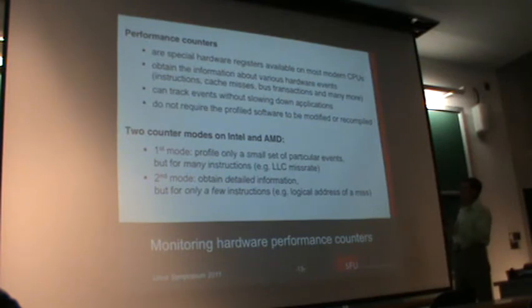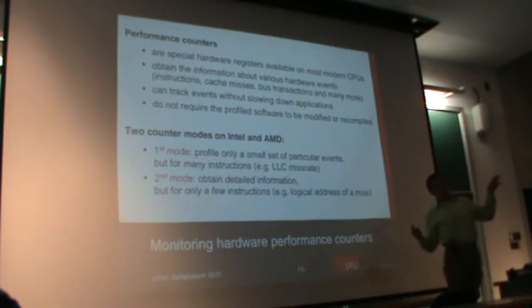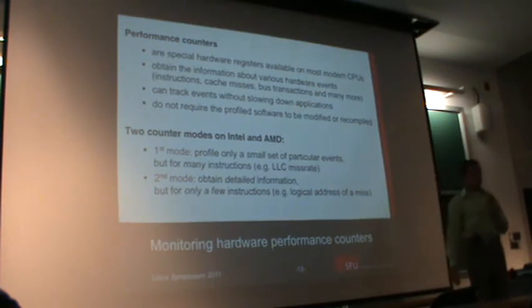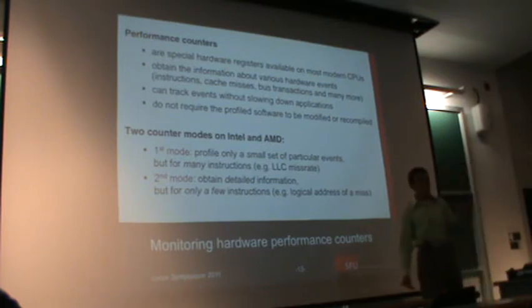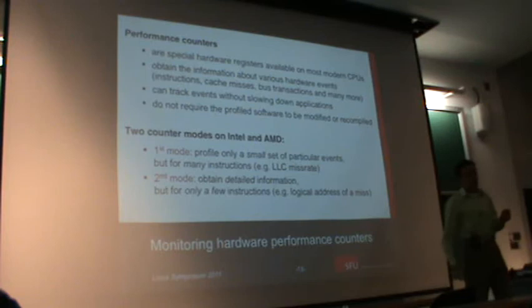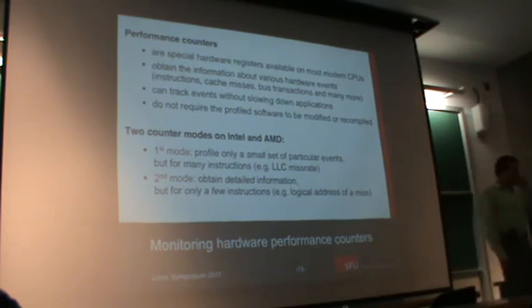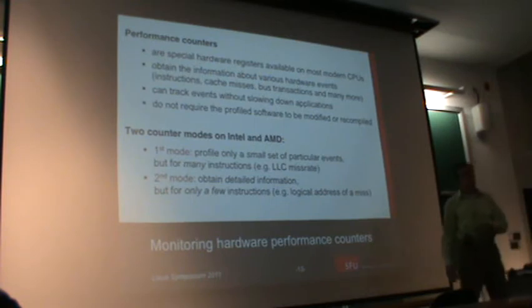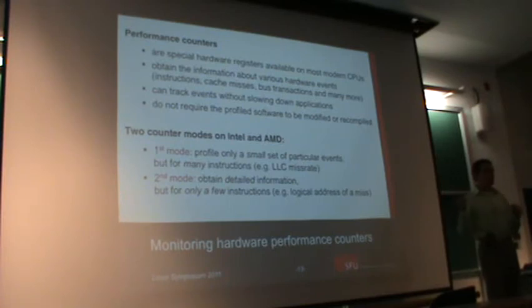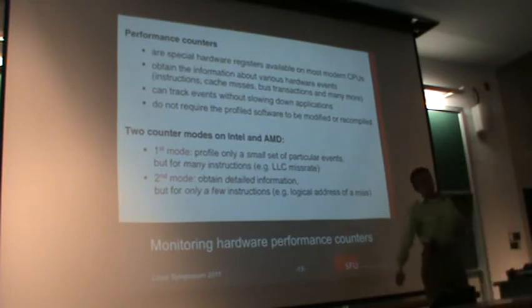You can profile only a small set of particular events, but for many instructions, right? Let's say you have a thread executed on a core, and within several seconds it will easily retire several billions of instructions, right? And if you want to know the last level cache miss rate, you can get the number of last level cache misses within these several seconds of execution, which will be like several hundreds of thousands, against several billions of retired instructions, right? But you won't be able to tell what instructions missed in the cache. So you will get this limited information, in this case last level cache misses, but you won't be able to tell which instructions precisely missed.